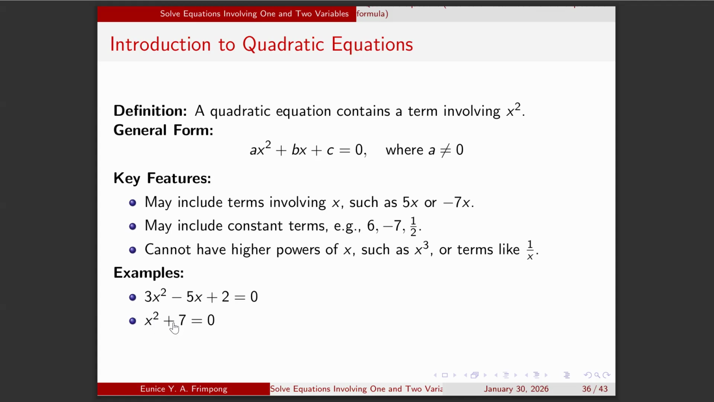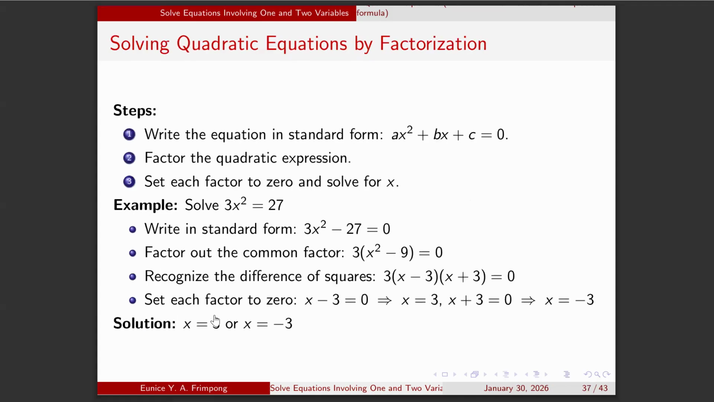So this one, you see, you don't have an x term in there, but it's okay. Once we have a term whose variable has an exponent of 2, it qualifies as a quadratic equation. So how do we solve quadratic equations? You can use the method of factorization, or you can use the almighty formula or the quadratic formula.